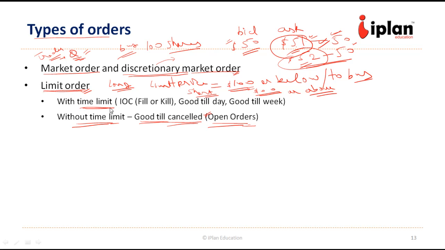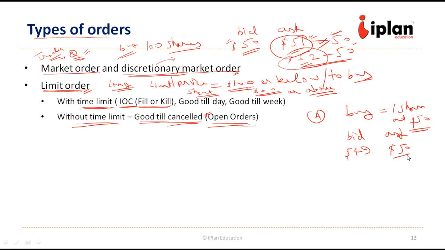Then we have time limit orders, where one kind could be IOC, immediate or cancel. We also call it fill or kill. So if the limit price is available in the market, it will get immediately executed. If that price is not available, then it will get cancelled. So let us take one example. Suppose A wants to buy one share at, say, $50, and in the market suppose bid is 49 and ask is 50. So he will be able to buy one share at $50, so the order will be immediately executed.